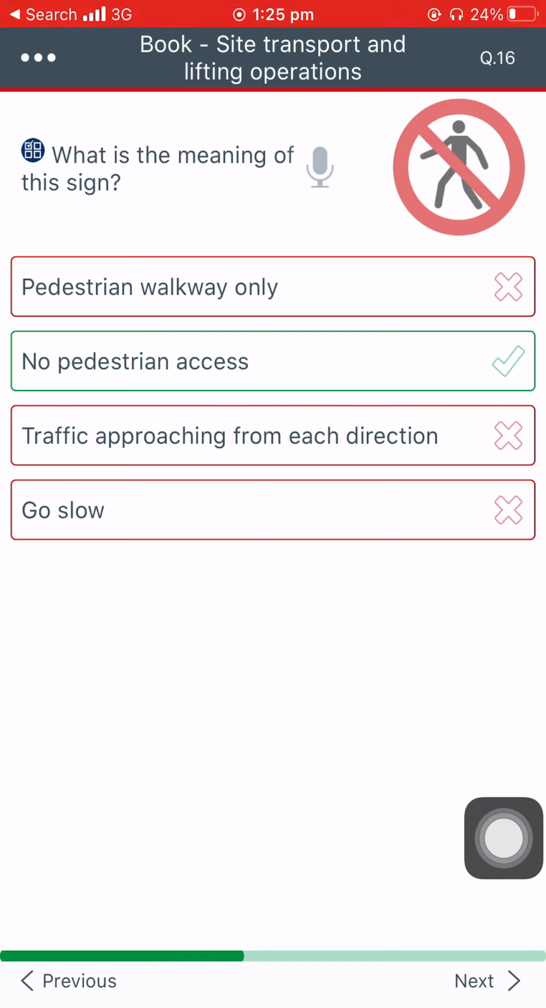What is the meaning of this sign? Pedestrian walkway only. No pedestrian access. Traffic approaching from each direction. Go slow.